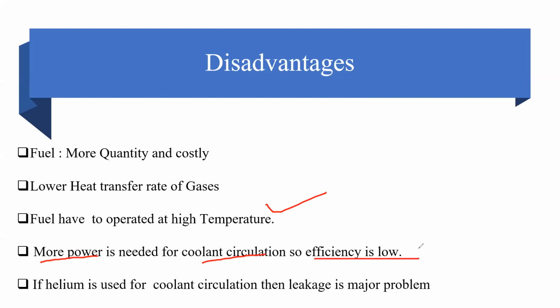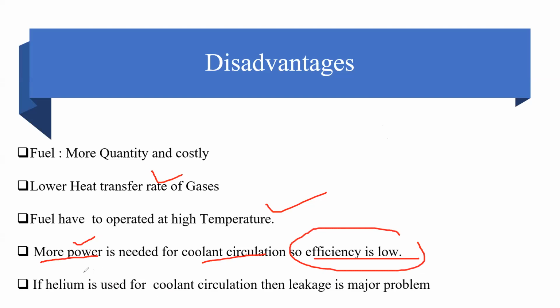So whatever the circulation process, because of the lower heat transfer rate of the gases, the rate of transfer of gases is very low. So to transfer these gases, because of the slow rate, we require more power. If I apply more power, then my efficiency is low, meaning there may be some losses because of the gases. So that's why its efficiency is very low.